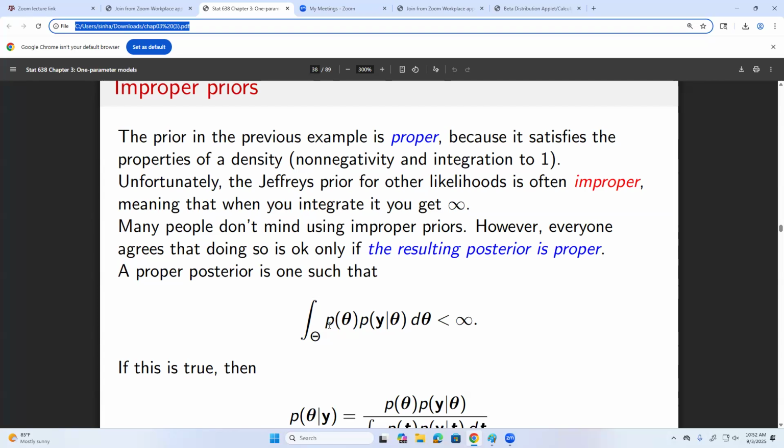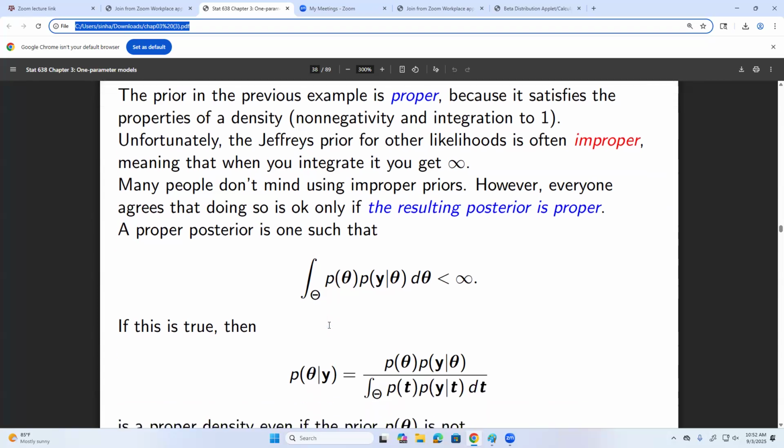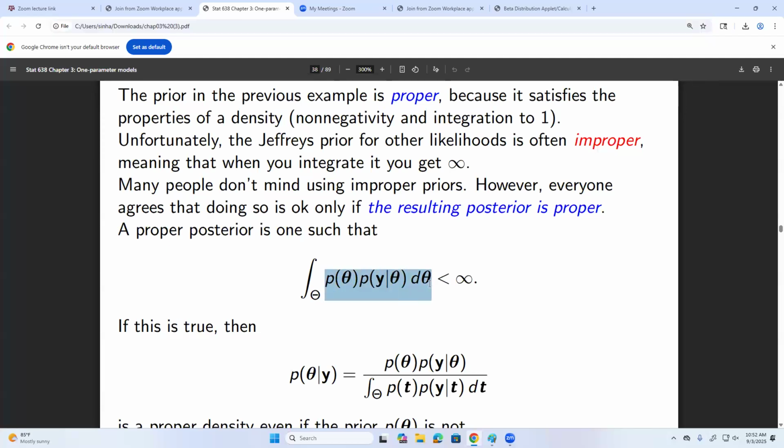So we need to have this quantity finite for the posterior distribution to be proper, because this is the proportionality constant. It goes in the denominator of this posterior density function.